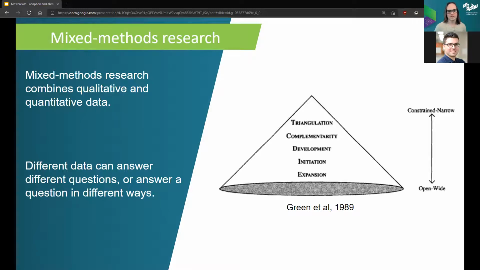In this way, we're using 2 different streams of data. We're using qualitative and quantitative data to ask essentially the same question, which is more effective. In this way, we're triangulating. We're using different methods to test the same question and see if we get the same result.